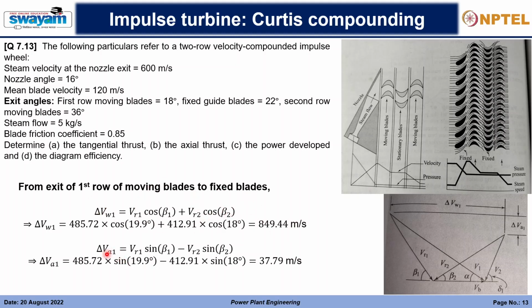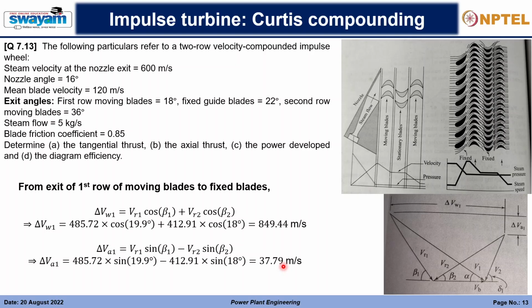So the whirl component is added. For the axial component, the velocity entering is in the left to right direction, but the component which is leaving is also from left to right. So these are in the same direction. That is why we need to subtract it. So that is why we are subtracting here. So this is the axial component.